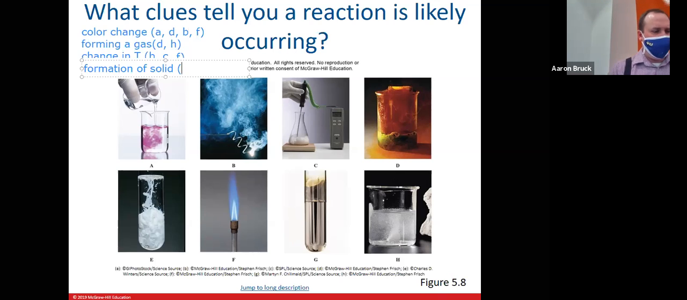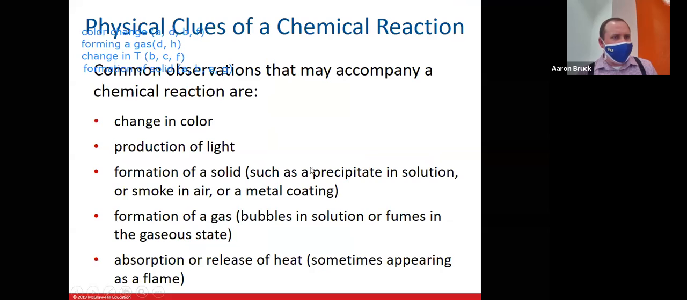Formation of a solid, another good one. A is an example of a solid. B, the smoke that you see is actually a solid being formed as that magnesium is burning. E has that. G has that as well. So these are all good kinds of clues. And a more comprehensive list can be found here.